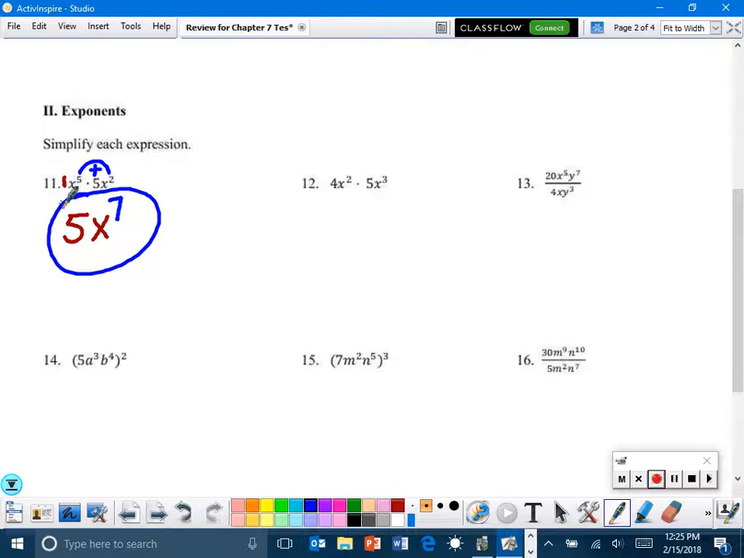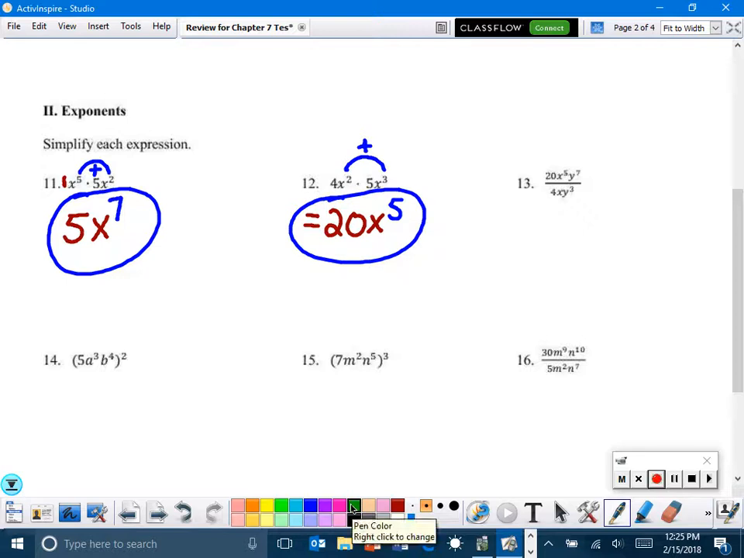All right, we're going to do the same thing over here. We're going to go ahead and multiply the bases. So 4 times 5 is 20, followed by the x. Now the rule again here is to add your exponents. So that would be x to the 5th power. All right, again, you can pause this when you need to and rewind.